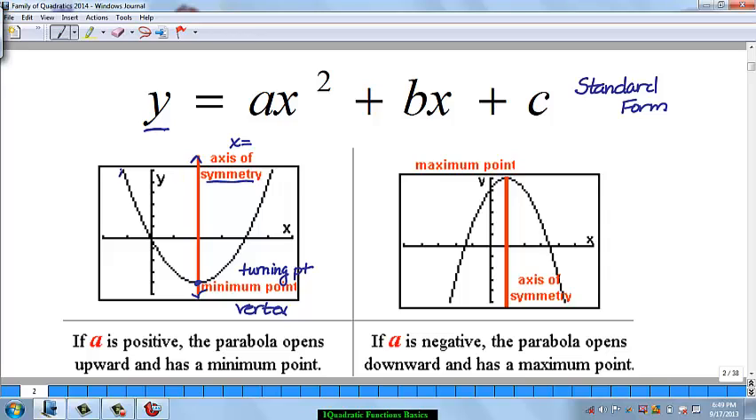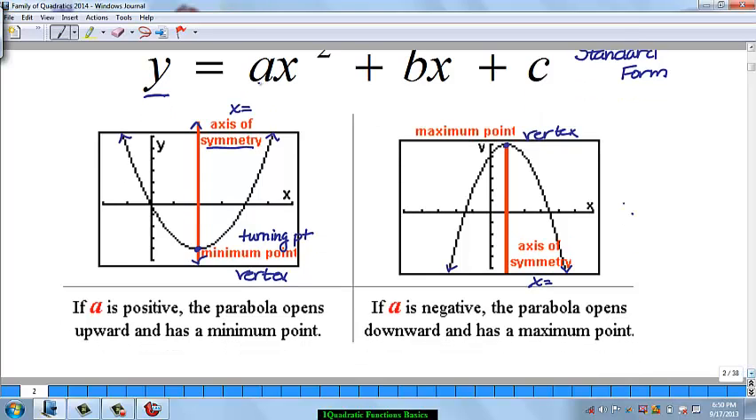This parabola opens upwards. This parabola opens downwards, but it has the same type of features. You have your axis of symmetry that goes down, which is an x equals line like I showed you. But this one has a maximum point or maximum vertex, if you will.